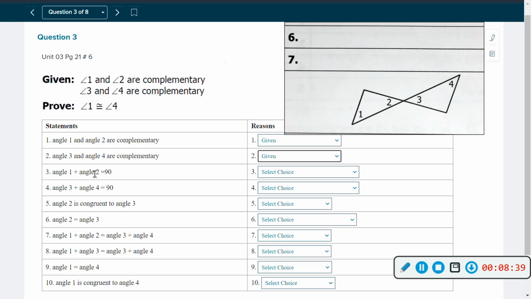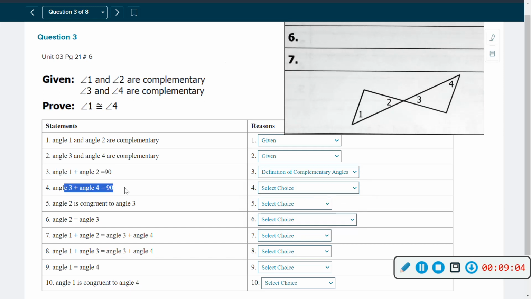Then we know 1 and 2 are 90 degrees. Now, where did we get that from? Well, that came from line 1. Line 1 was saying 1 and 2 are complementary. So that means 1 and 2 are 90 degrees. What was said for that to happen? The word complementary. So that would be definition of complementary angles. Because we said complementary, this happened. So that was the key word.